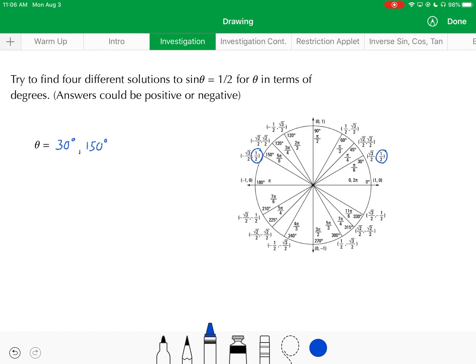Any coterminal angle to 30 or to 150 could be a solution to this equation as well. So that could be 390 degrees, which is coterminal to 30. That could be 510 degrees, which is coterminal to 150. Or you could even bring some negatives into play, like negative 210 degrees, which is coterminal to 150 degrees, okay? So what I'm really getting at here is this equation has an infinite number of solutions, okay?